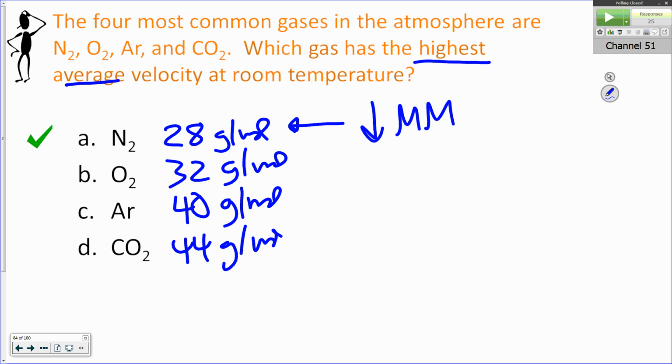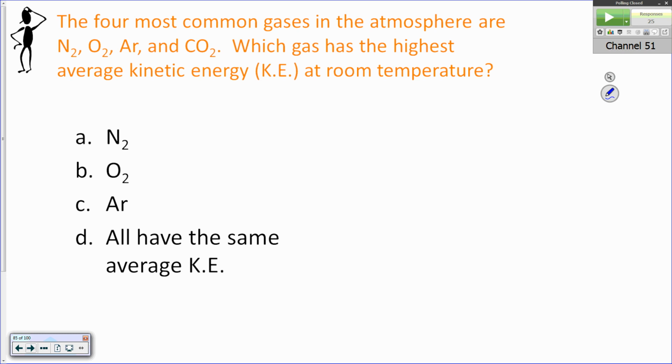Okay, question on that? All right, let's look at it from a different aspect. So of those four gases, which one has the highest average kinetic energy at room temperature?